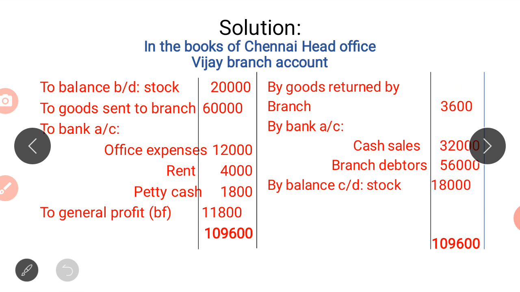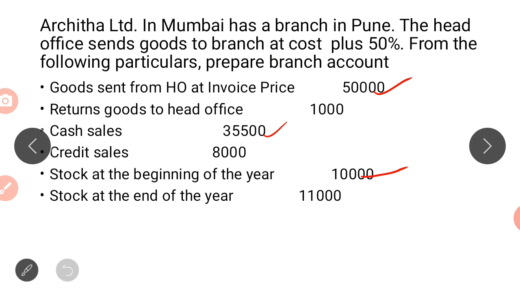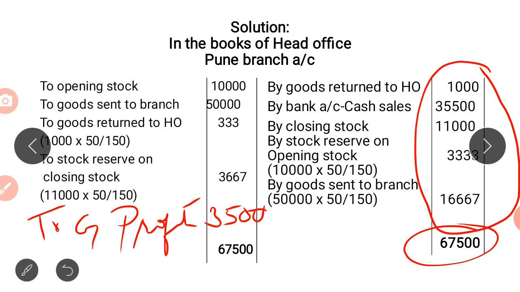But here in this problem, what happened is they have said cost plus 50%. For this purpose we are calculating the reserve on the opening stock, closing stock, goods sent to branch, and also goods returned back to the head office. So like this you will get a bigger problem. This is just for your understanding. You will get still bigger problems, which I will explain in the upcoming videos.